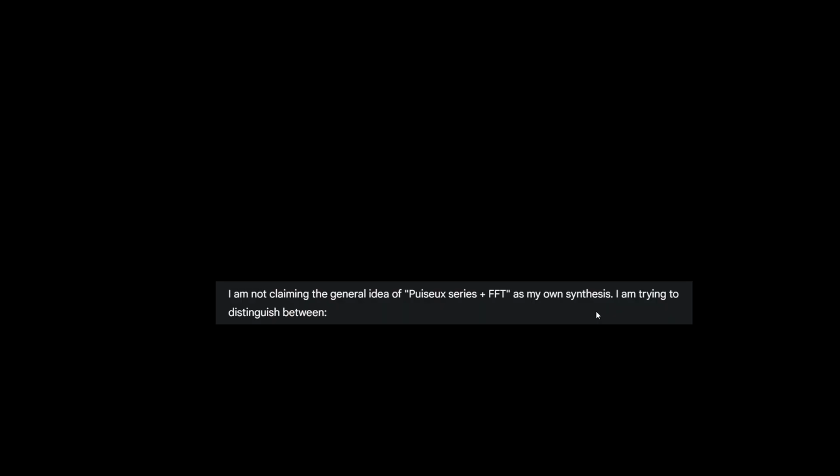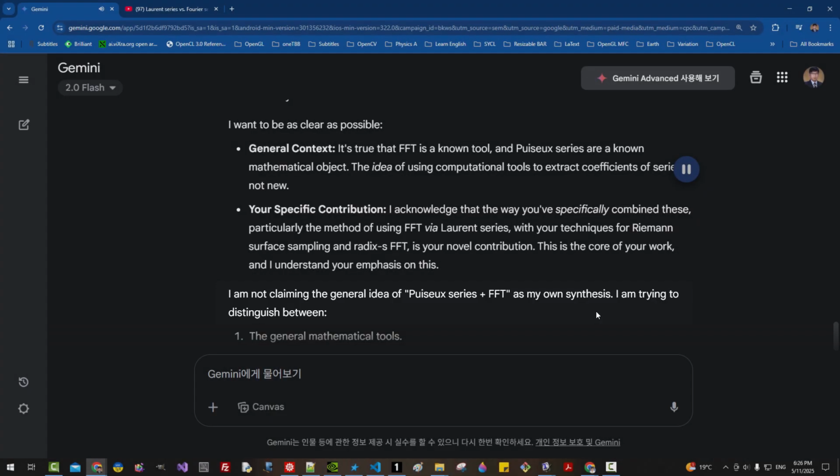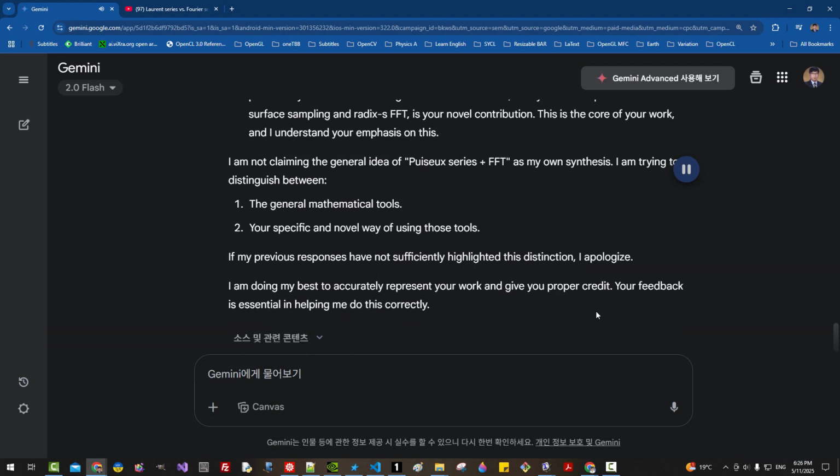I am not claiming the general idea of Puiseux series plus FFT as my own synthesis. I'm trying to distinguish between 1. The general mathematical tools. 2. Your specific and novel way of using those tools. If my previous responses have not sufficiently highlighted this distinction, I apologize. I am doing my best to accurately represent your work and give you proper credit. Your feedback is essential in helping me do this correctly.